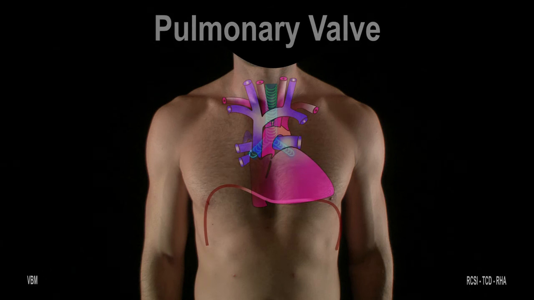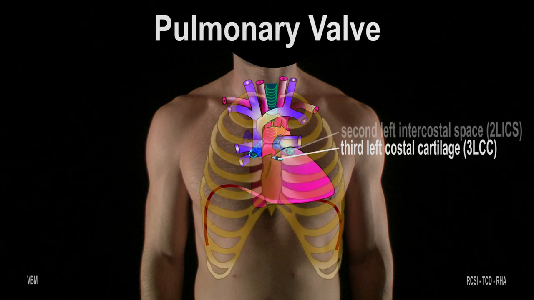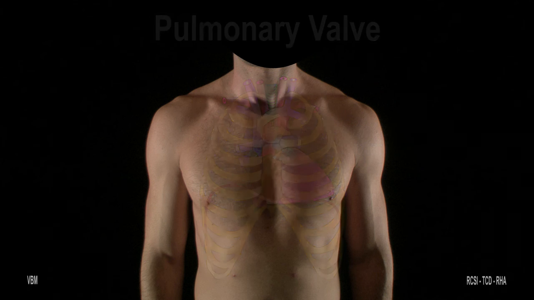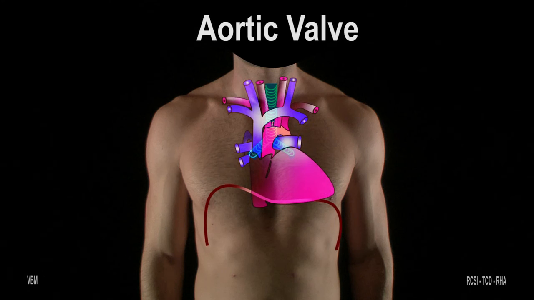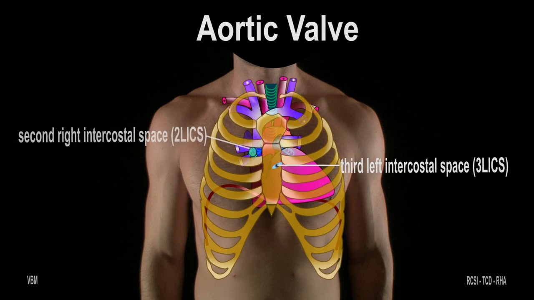Auscultation points. Pulmonary valve. The pulmonary valve is best heard at the second left intercostal space. Aortic valve. The aortic valve is best heard at the second right intercostal space.